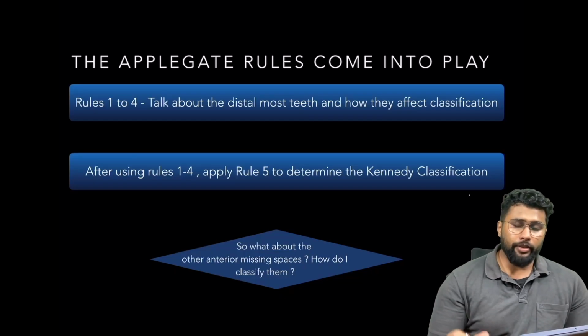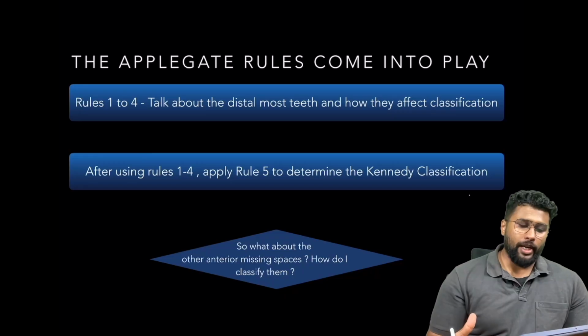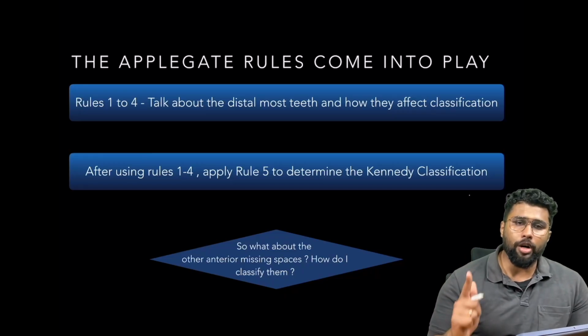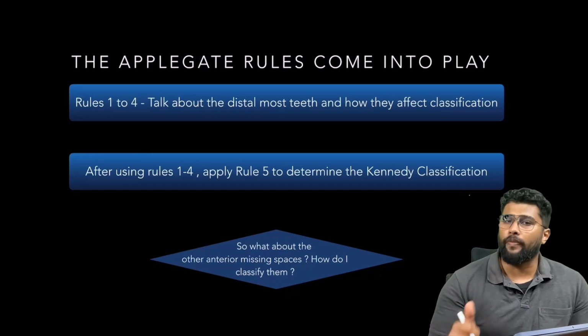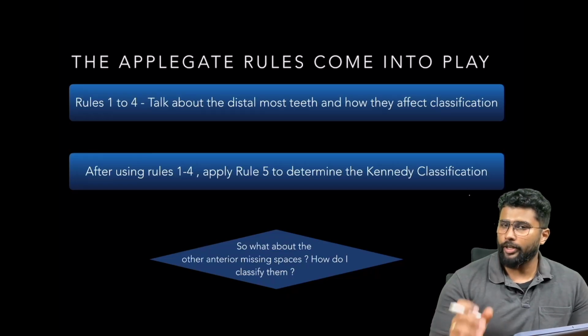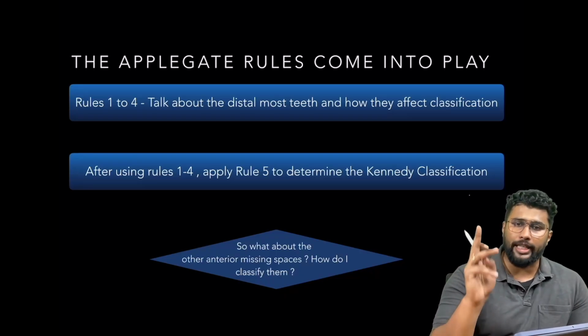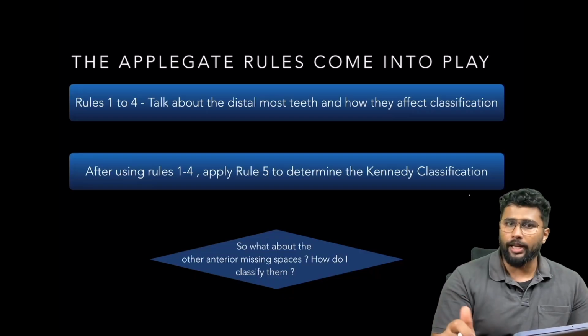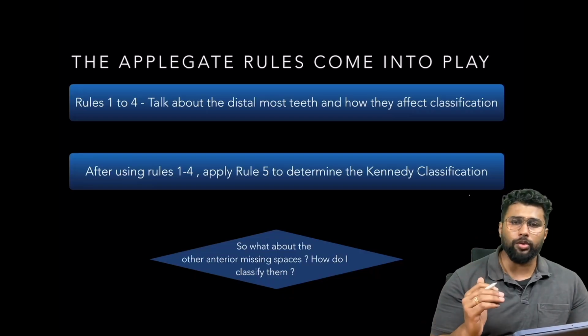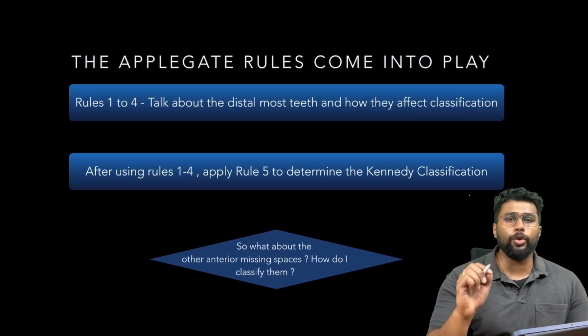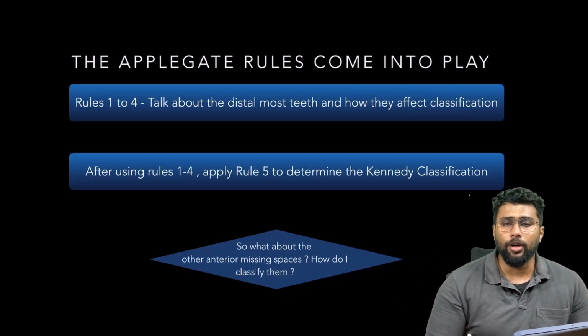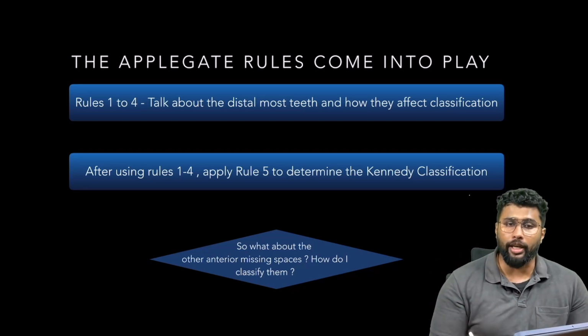So basically, if you look at the rules, rules 1 to 4 talk about the distal most teeth and how they affect the classification. They talk all about the distal teeth, they talk about the extraction, they talk about the sevens, they talk about the eights. And after you use rules 1 to 4, he will then tell you how to use the Kennedy's classification to determine the classification of a particular case, which is going to be rule 5.